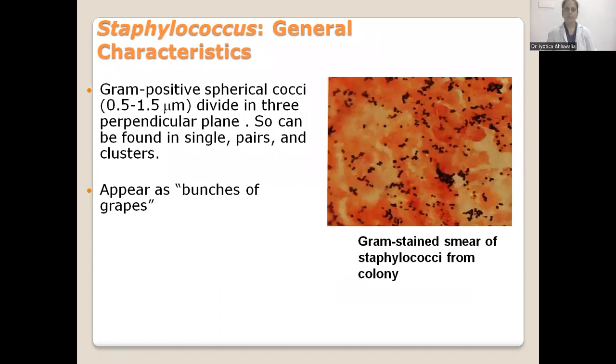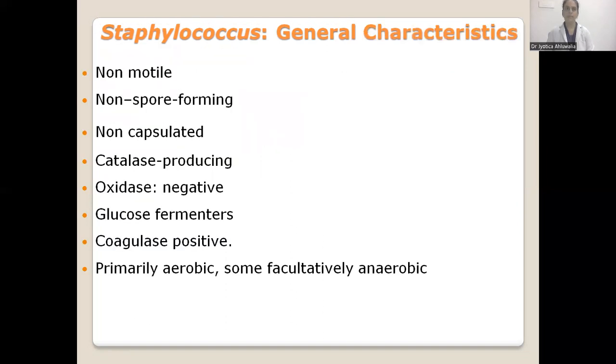The general characteristics of Staphylococcus are: these are gram-positive spherical cocci, 0.5 to 1.5 micrometers in size. They divide in three perpendicular planes, so they can be found either single, in pairs, or in clusters. They appear as bunches of grapes. These are non-motile, non-spore-forming, non-capsulated, catalase-producing, oxidase negative, glucose fermenters, coagulase positive, and primarily aerobic organisms, but some may be facultative anaerobes.